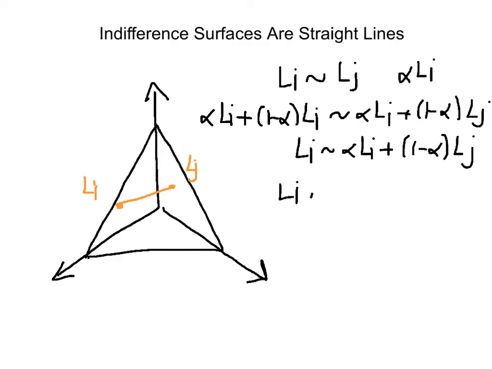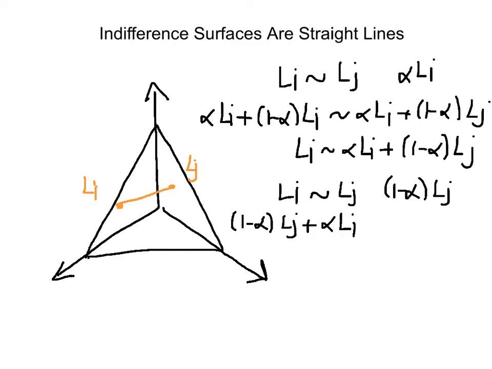Okay. Now let's do this again. Same starting point, but now we add a third lottery Lj with a probability that we pick to be 1 less alpha. So we add this to both sides. Okay, the right side will simplify to Lj.